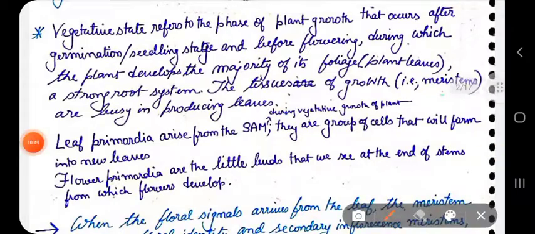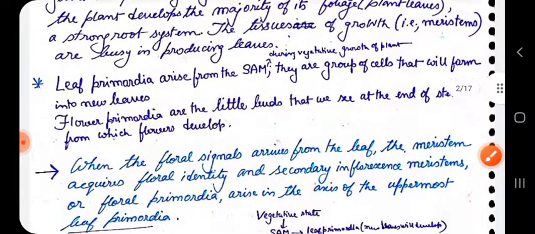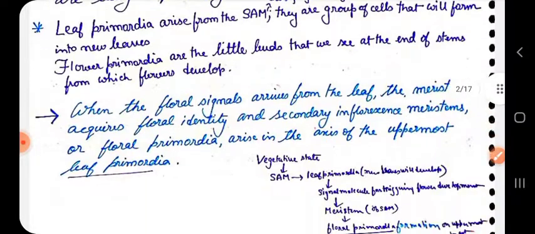Whereas the flower primordia are the little buds that we see at the end of the stems, from which flowers will develop. The flower primordia arise due to a certain signal which triggers the shoot apical meristem to activate some genes which will lead to flower development. I think you have understood what I have tried to say.